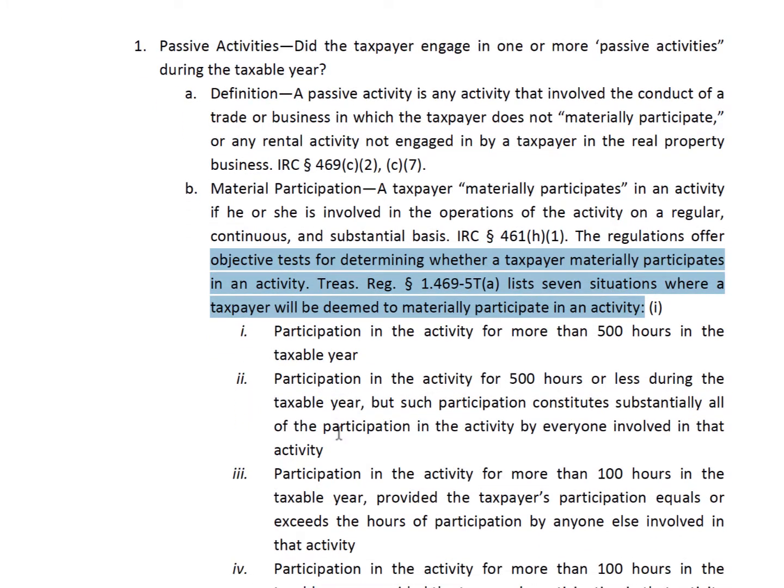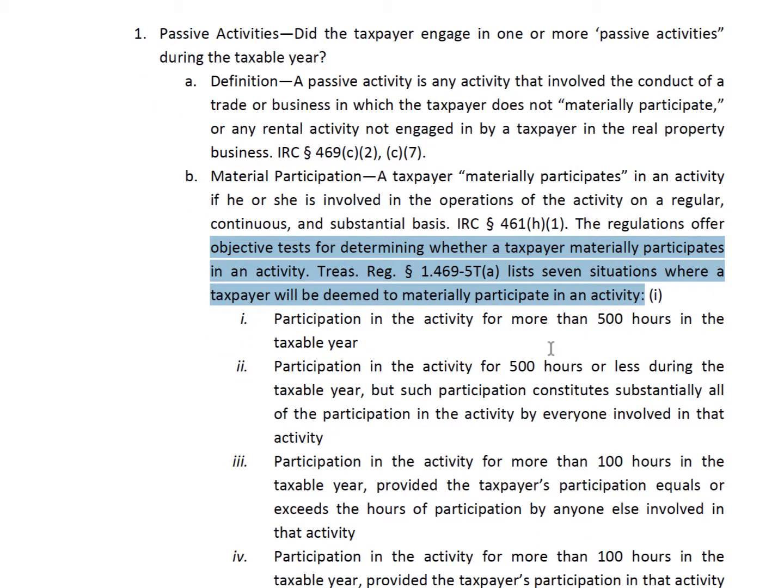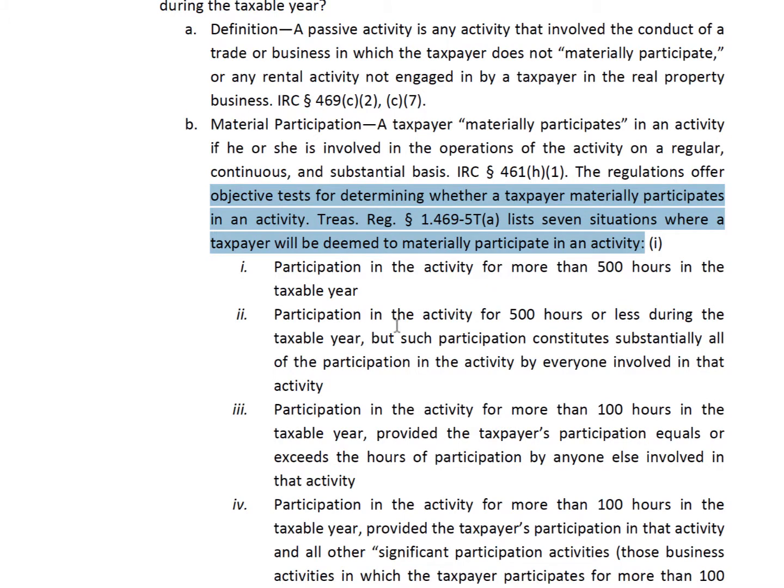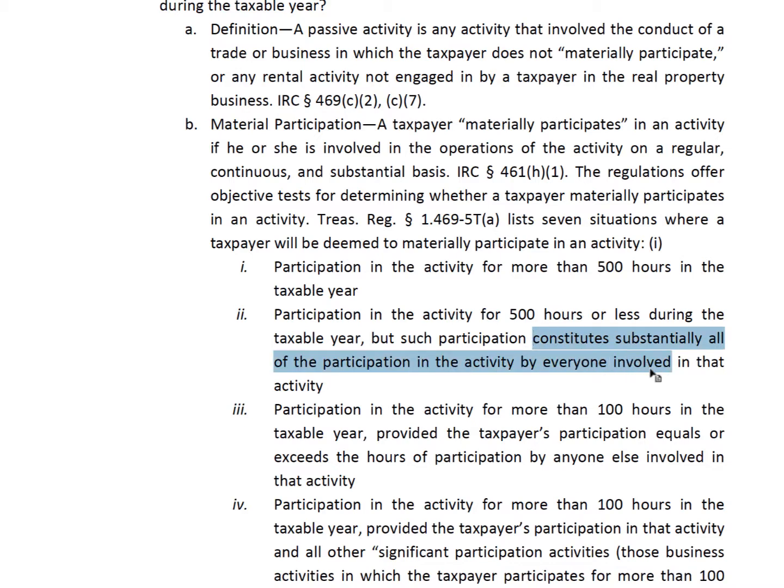So the first is participation in the activity for more than 500 hours in a taxable year. Second, participation in the activity of 500 hours or less, but such participation constitutes substantially all participation in the activity by everyone involved.